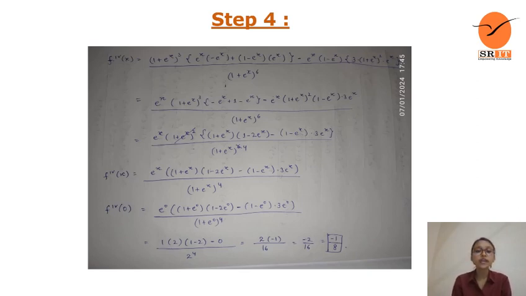Now instead of x we keep 0 to get e raised to the power 0 into 1 plus e raised to the power 0 into 1 minus 2 e raised to the power 0 minus 1 minus e raised to the power 0 into 3 into e raised to the power 0 whole divided by 1 plus e raised to the power 0 taken 4 times. Now e raised to the power 0 is taken individually, and finally we get the answer as minus 1 by 8.